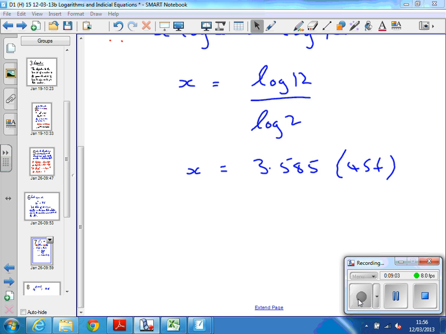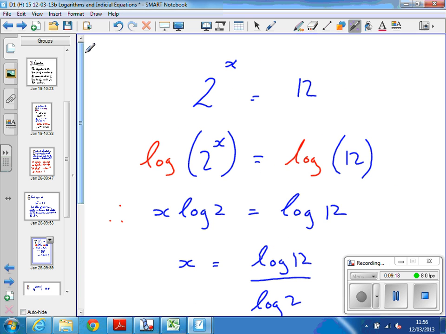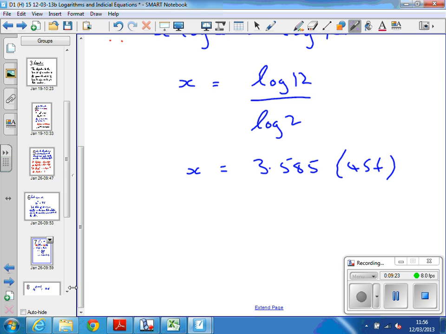These are not uncommon in indicial equations in engineering scenarios, as you'll discover. How would you check that this was right? Go back to the original equation and put that x in. So let's see if 2 to the 3.585 is 12. Check. 2 to the 3.585. It's unlikely to be exactly 12 because of rounding, but hopefully it will be reasonably close.